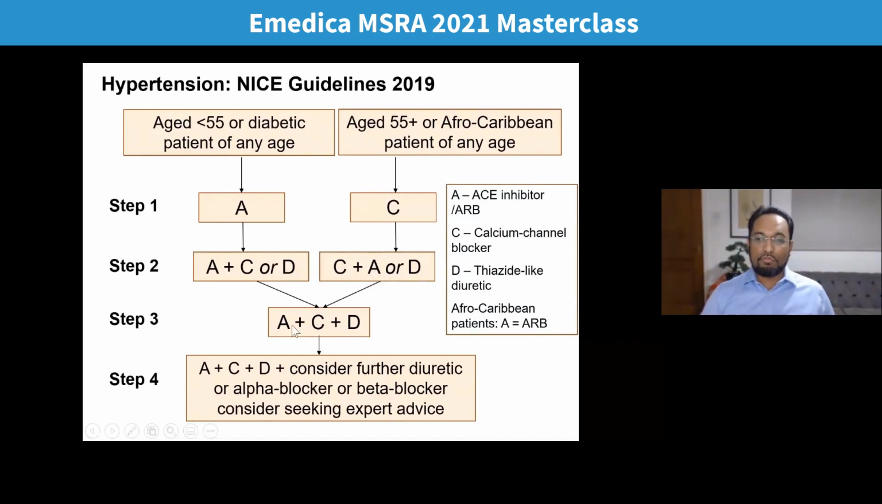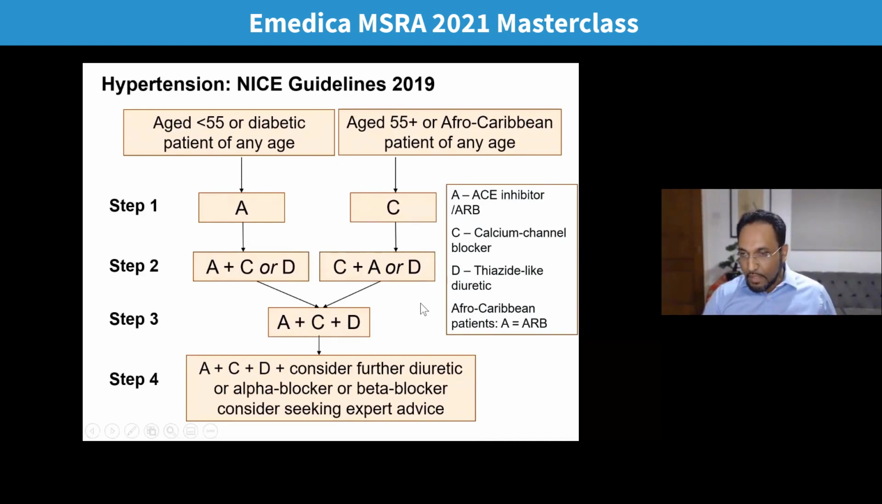Optimize both. In step 3, they're going to be on 3: an A-class drug, a calcium channel blocker, and a thiazide-like diuretic. Still not responding? Step 4. Think about more diuretics, so things like spironolactone. Think about alpha blockers, think about beta blockers. Still not responding, they're probably going to be seeing a specialist for resistant hypertension.